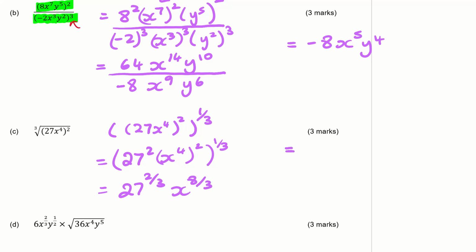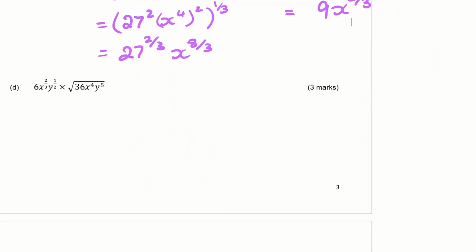Now 27 to the 2/3, that means we could do that as the cube root of 27 and then square it. And the cube root of 27 is 3. Square that gives us 9. So we'll have 9x^(8/3).